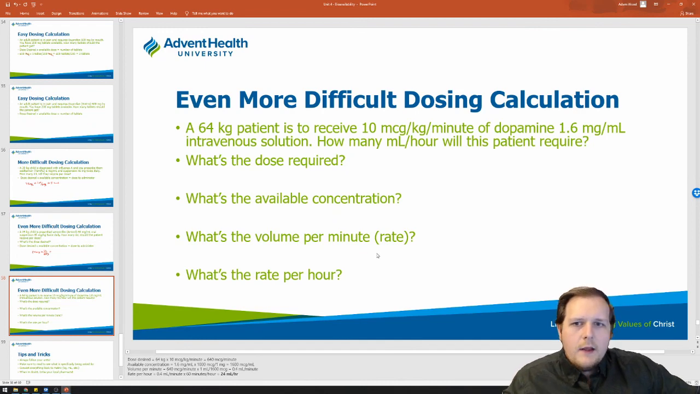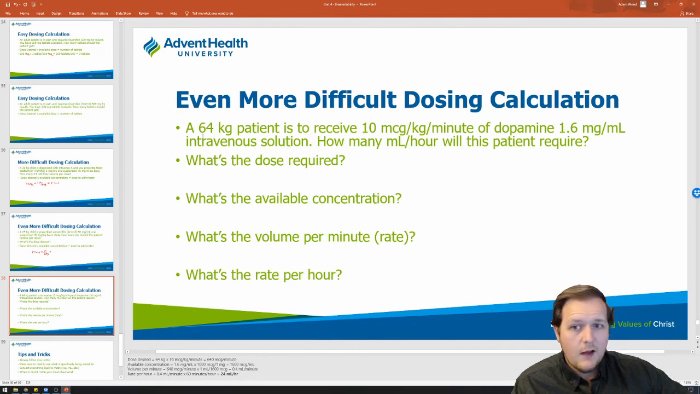Let's say we have something else here. Let's say we want to get even more complicated. I think this is probably the last one we have here. Let's say we have a 64 kilogram patient and they're to receive 10 mics per kilo per minute of dopamine, 1.6 milligrams per mL intravenous solution. This is the drug we would give to try to increase someone's blood pressure or heart rate in order to make sure they're perfusing very well. How many mLs per hour will this patient require?